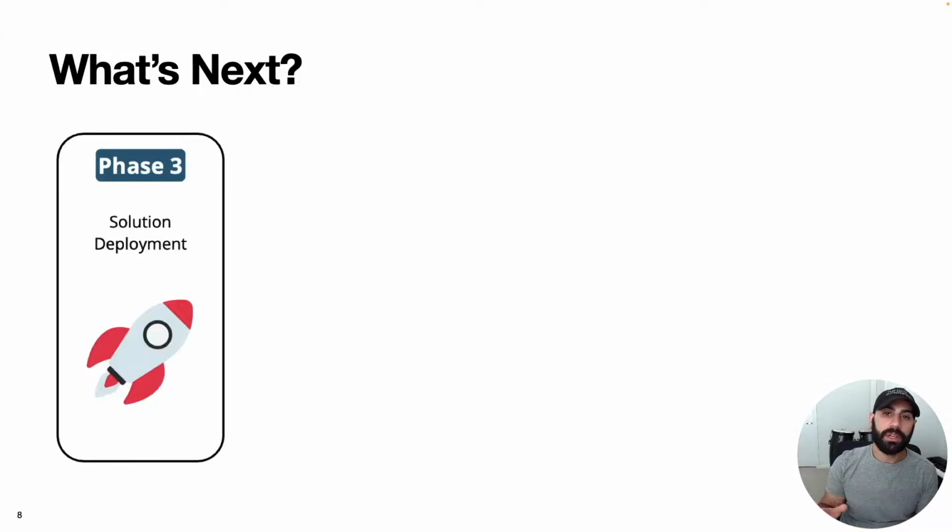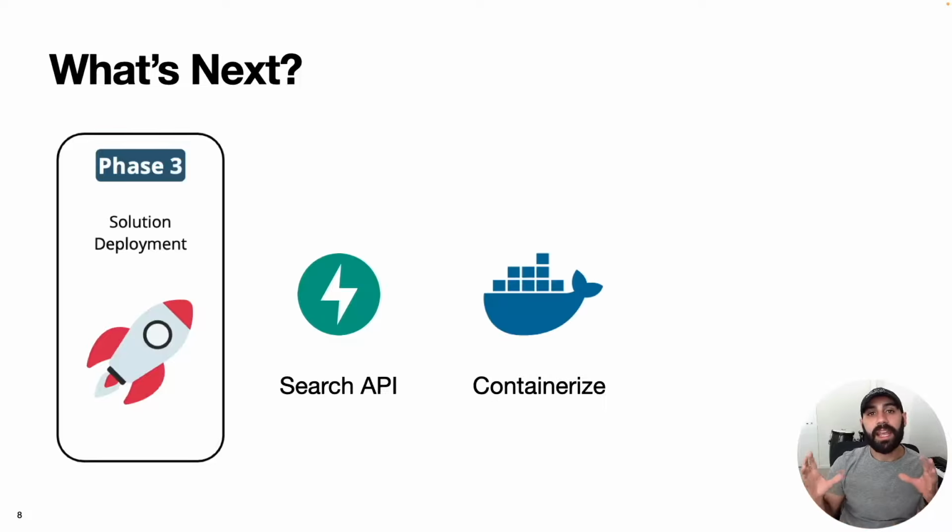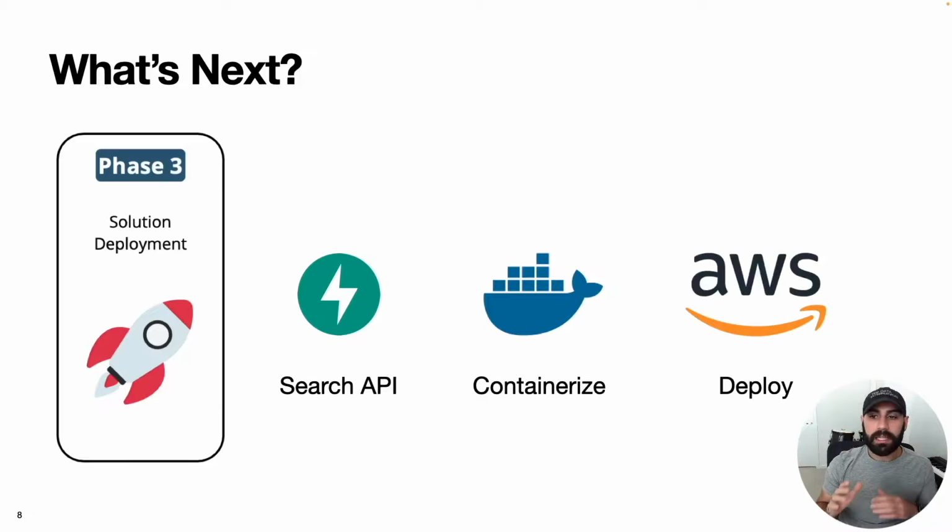So in the next video, I'm going to walk through three main things. First, developing a real API, not just a pseudo API, that can access this search function. Second, containerizing the search function and its API to make that functionality much more portable. And then finally, deploying that container of code onto AWS.